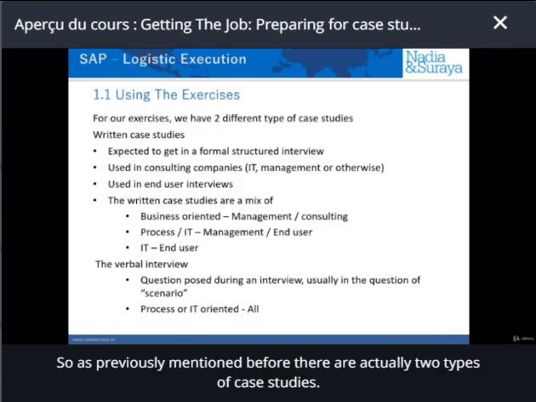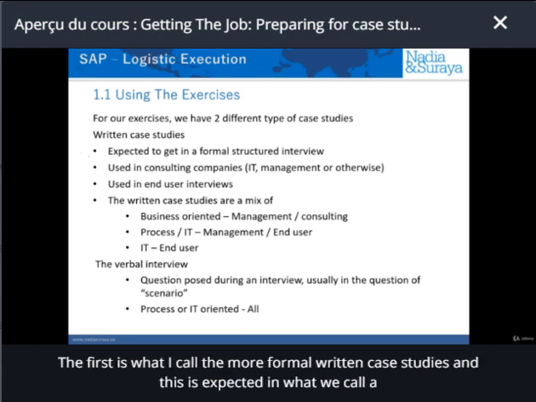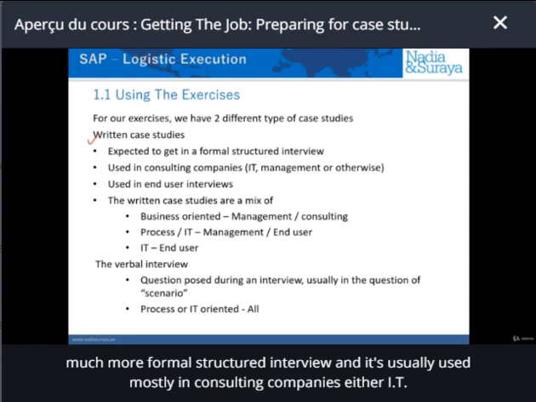So as previously mentioned before, there are actually two types of case studies. The first is what I call the more formal written case studies, and this is expected in what we call a more formal structured interview.